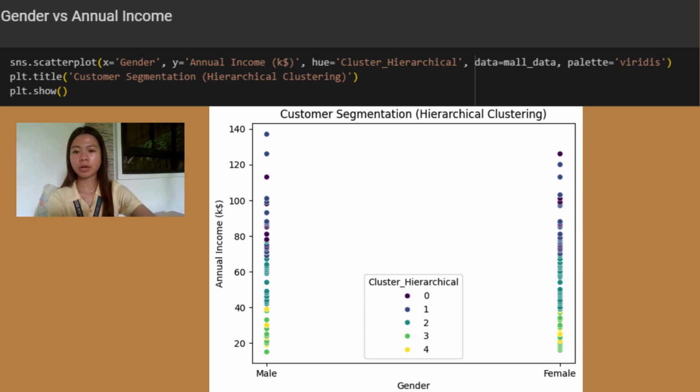For the fourth experimentation, we test the gender and annual income features. The scatter plot of gender versus annual income shows how annual income is distributed between male and female customers. If men have higher income levels, businesses may focus on products with higher price points for male customers. If there is no significant difference, this suggests that income-based strategies should target both genders equally.